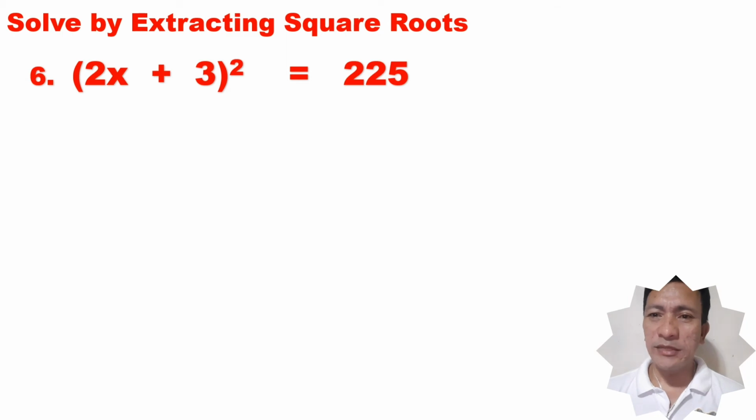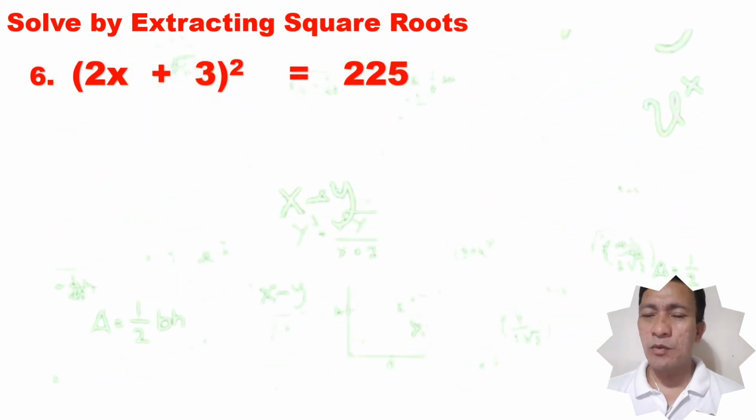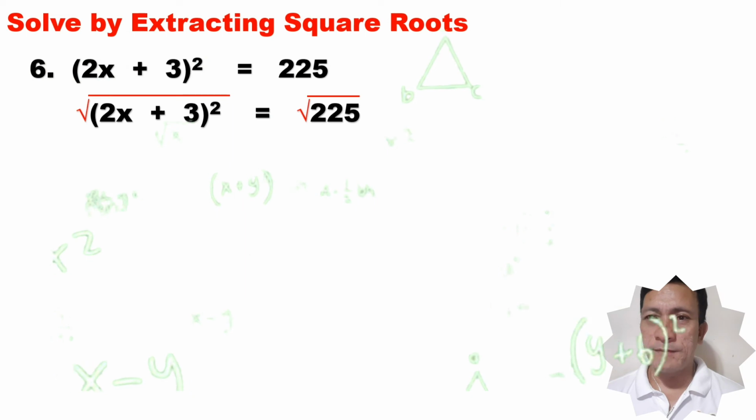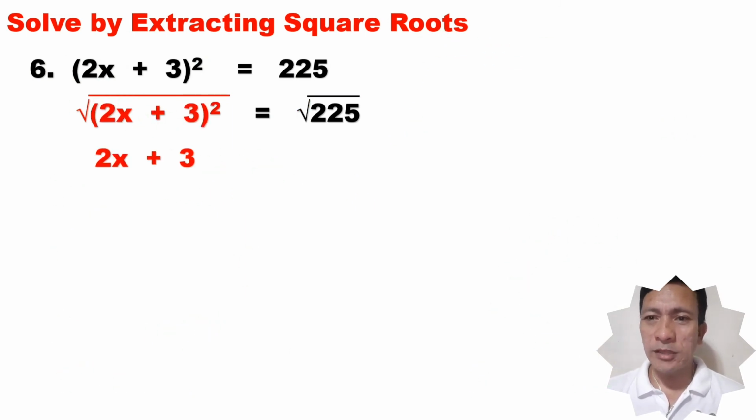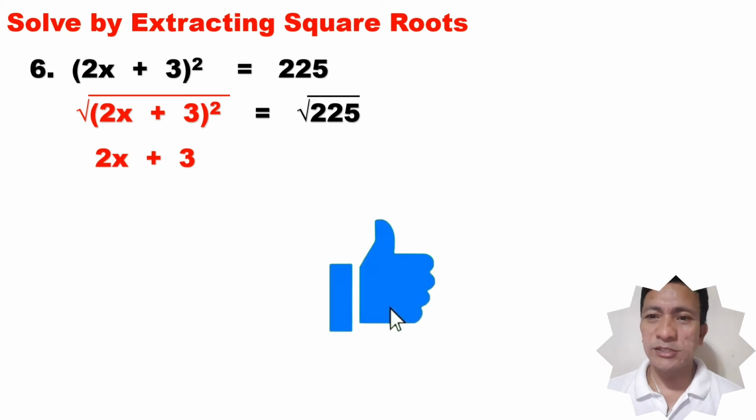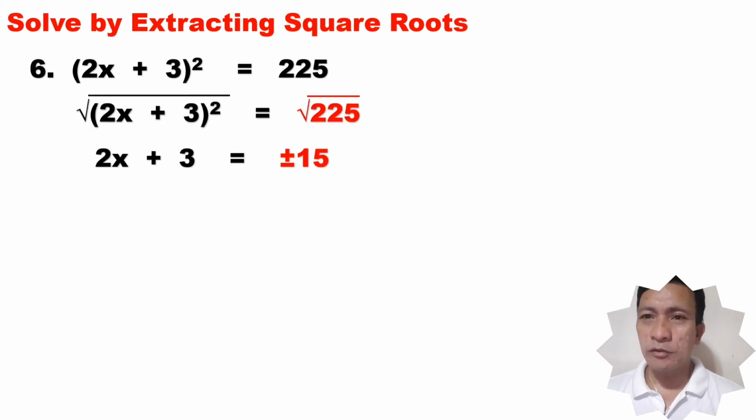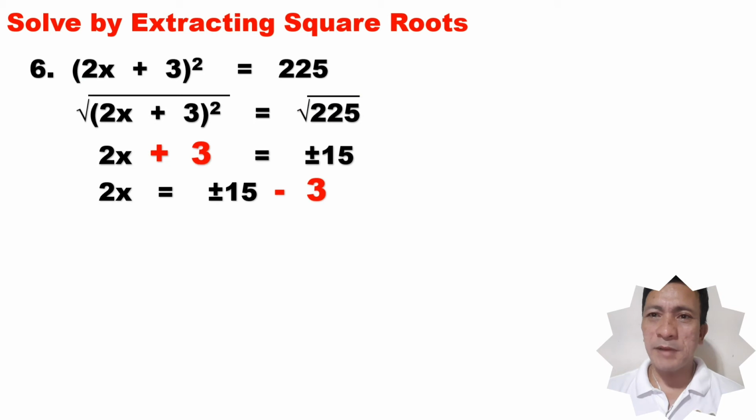Number 6. Quantity 2x plus 3 squared equals 225. Extract square root both sides. Square root of quantity 2x plus 3 squared equals 2x plus 3. Square root of 225 is plus and minus 15. Transpose positive 3 from left to negative 3 to the right. So we have 2x equals positive and negative 15 minus 3.